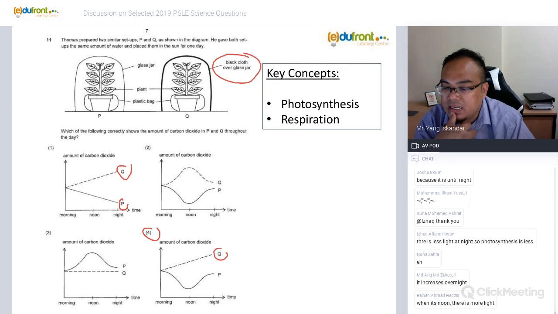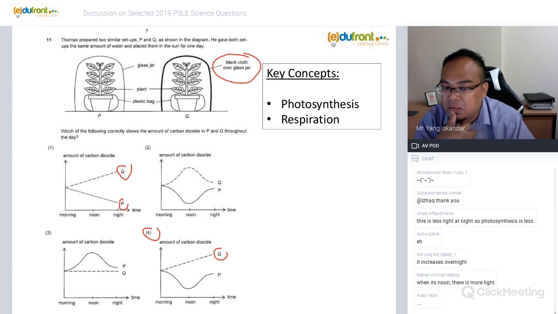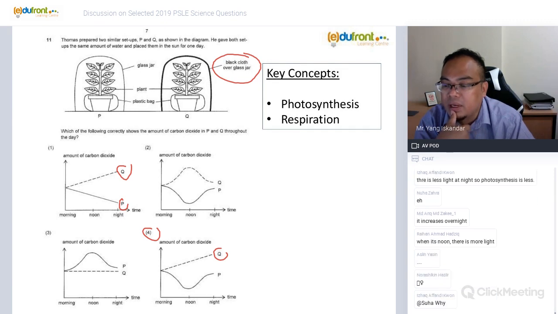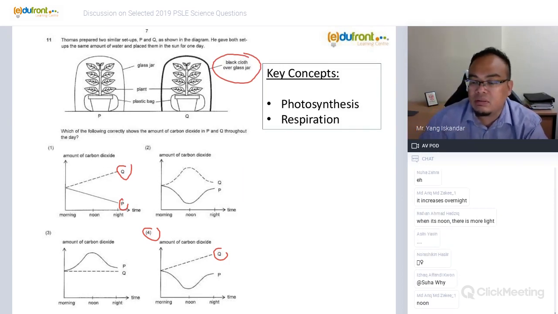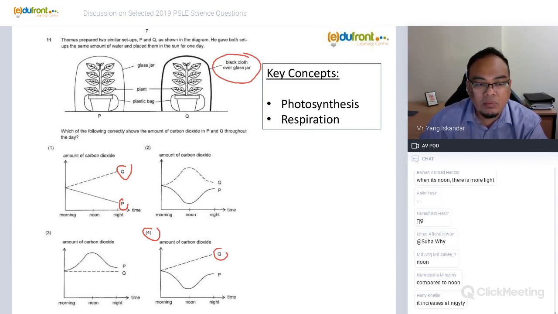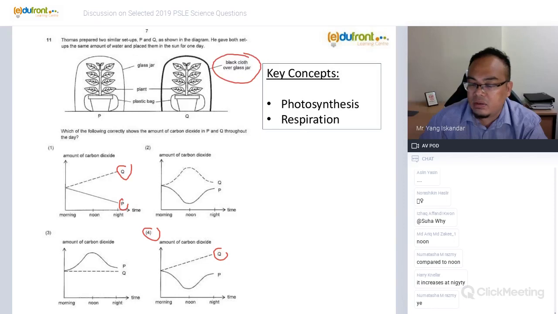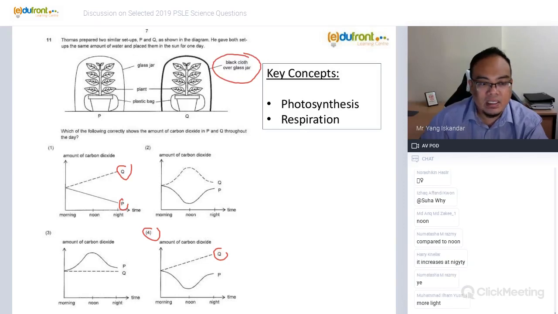Is there less light at night? No. Okay, compared to when? Compared to noon. Yes, correct. You see, at noon, what happened at noon? At noon, there will be more sunlight, right? Compared to morning and night, right? At noon, there is more sunlight.